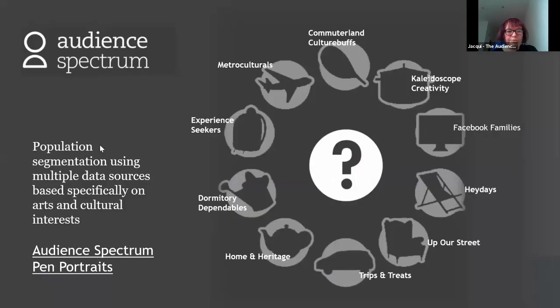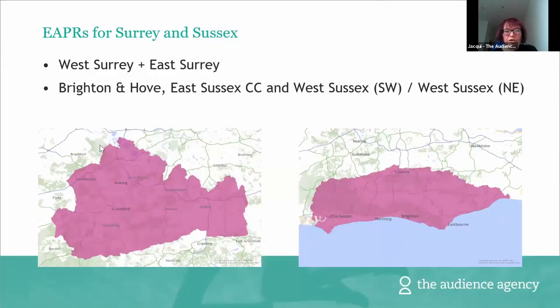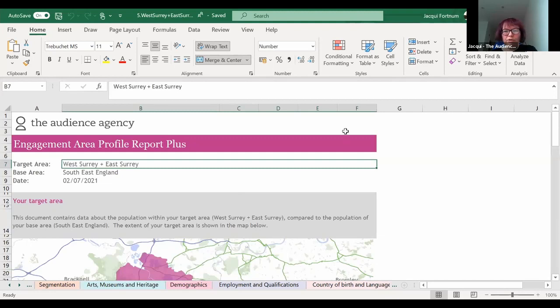So I'm just going to start looking at West and East Surrey first. So this is your area profile report. This is what it looks like.